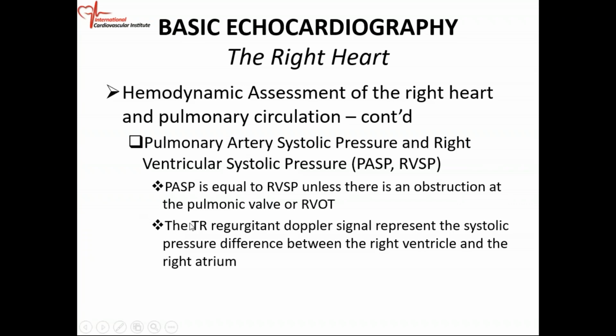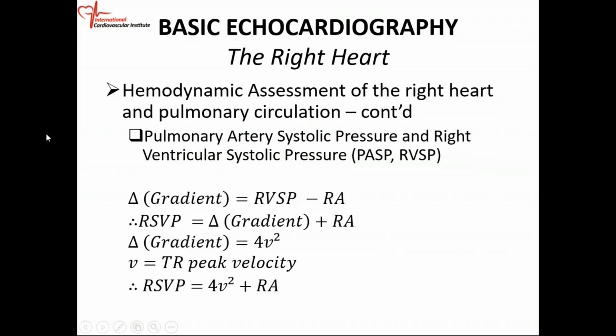So what we do, we use the tricuspid regurgitant Doppler signal, and that's going to represent the systolic pressure difference. Remember again, when we say you have tricuspid regurgitation, in essence what we're saying is that there's a pressure difference across the tricuspid valve in systole, where the RV systolic pressure is greater than the RA systolic pressure. That is why you have blood flowing from the RV into the right atrium. And then that TR velocity gives us the gradient. The gradient is RV systolic pressure minus RA systolic pressure.